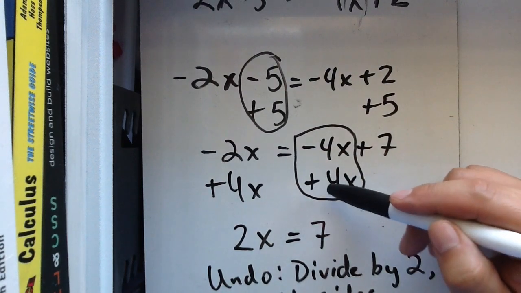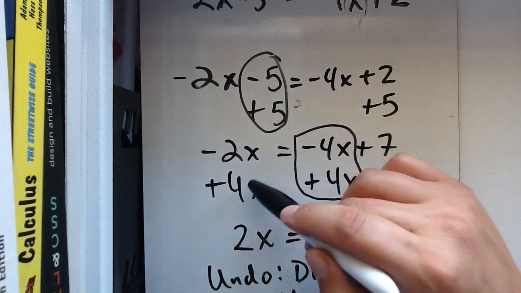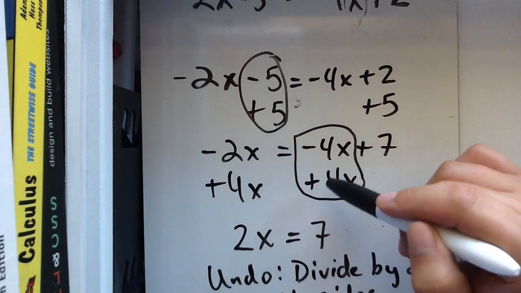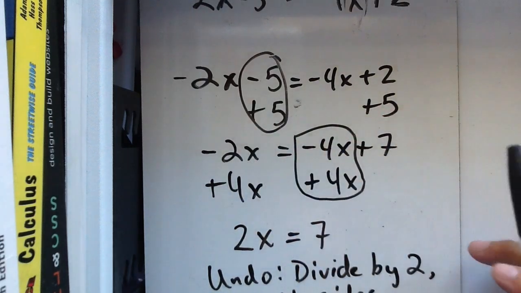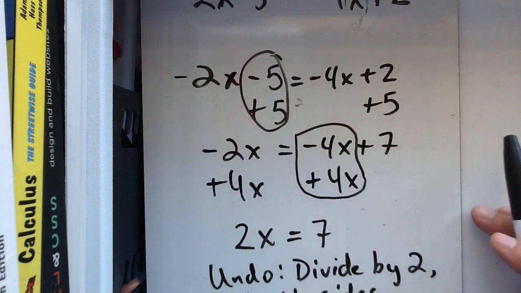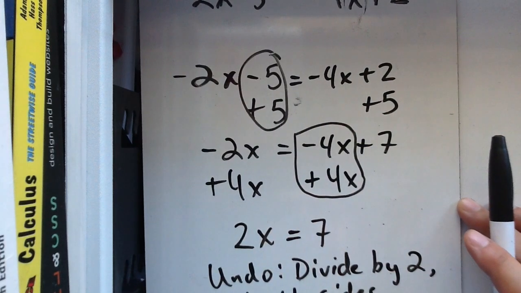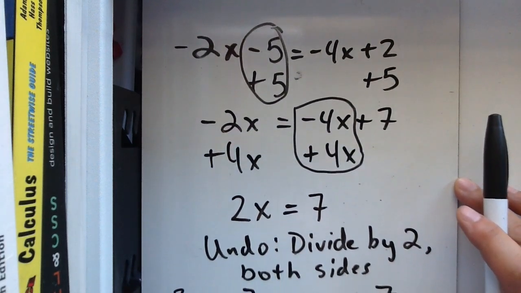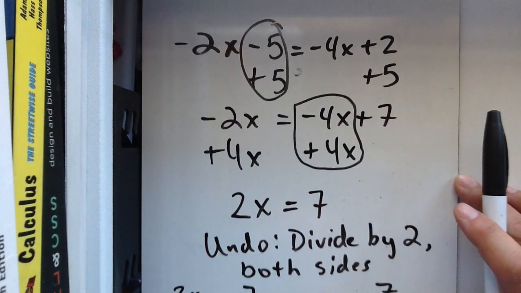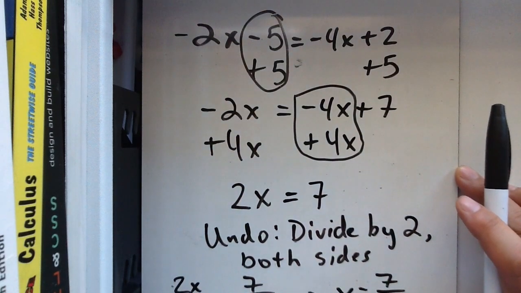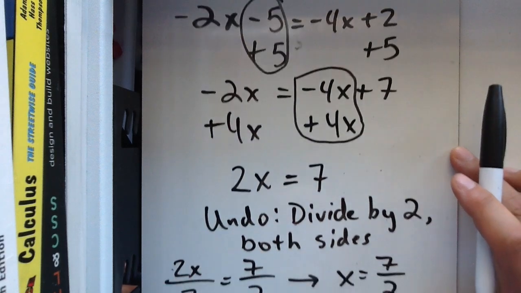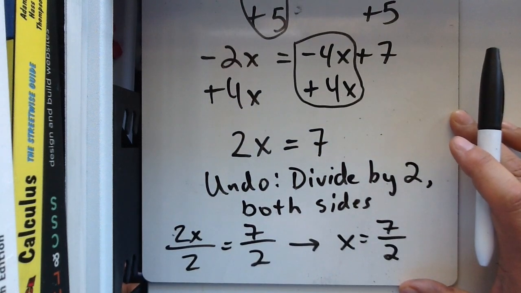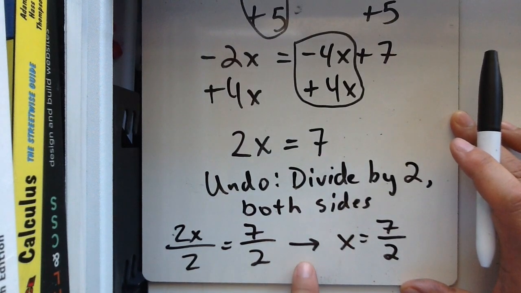Then I add 4x to both sides, right? Because I want to get all my x terms on one side of the equation and all the other constants on the opposite side of the equation symbol. When I do that, I'm left with 2x equals 7. As you can see, I undo, I divide 2 from both sides, and the actual work looks like this: 2x divided by 2 equals 7 divided by 2, which implies that x is equal to 7 divided by 2.